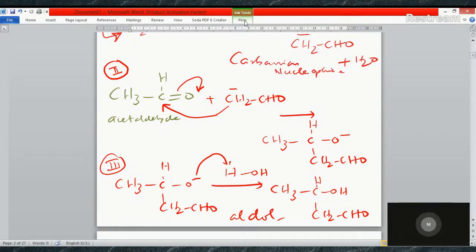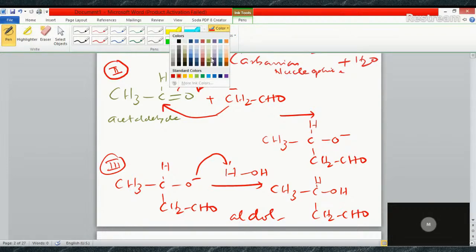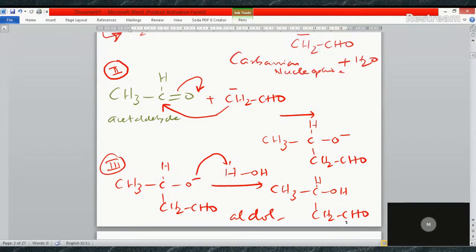How to write its IUPAC name? The compound's IUPAC name can be given as follows. The number of carbons in the longest linear chain, 4 carbons are there. So it is to be called butanol. There is a hydroxy group at the third position, and the compound's name will be 3-hydroxybutanol. So aldol is also called 3-hydroxybutanol.